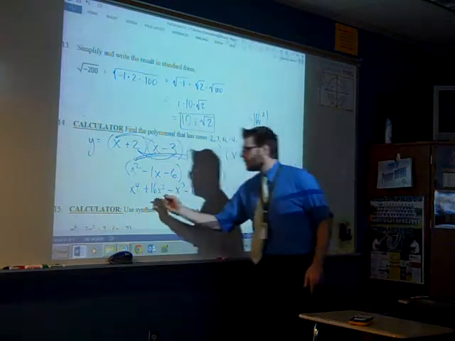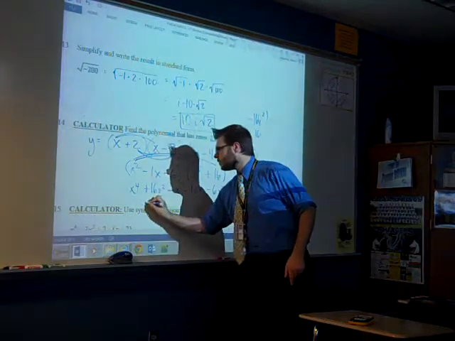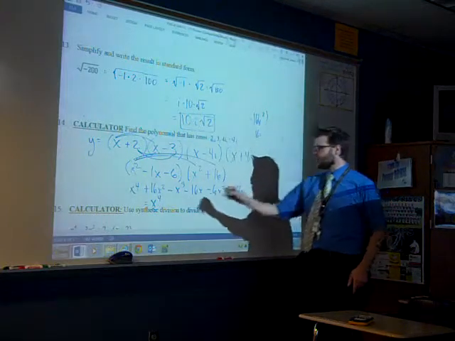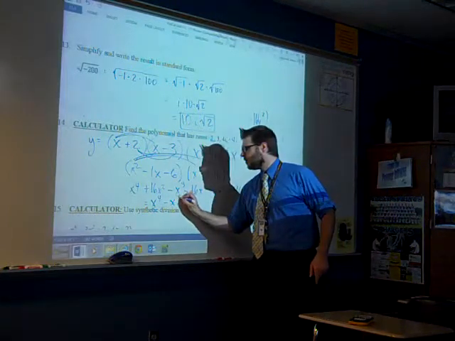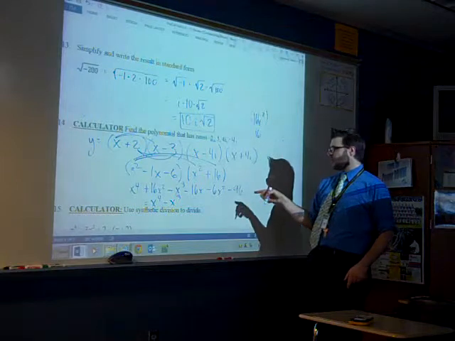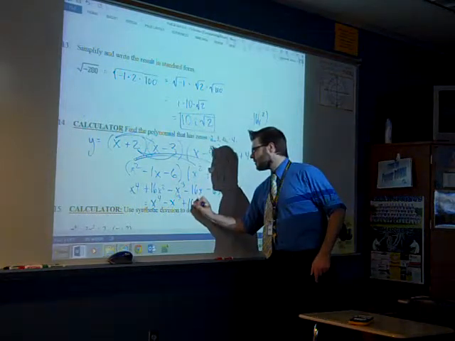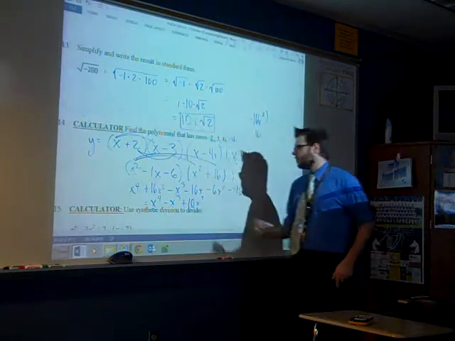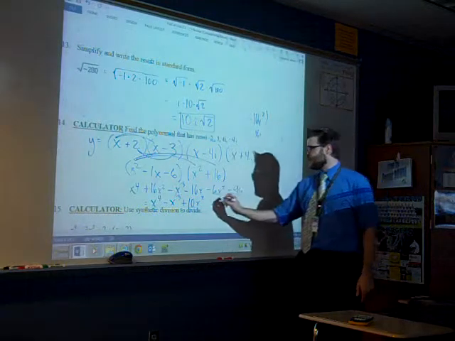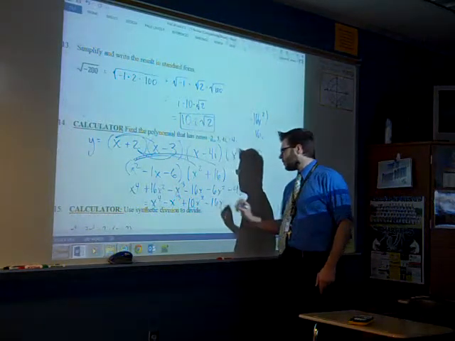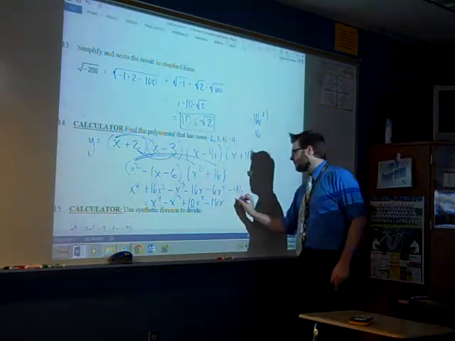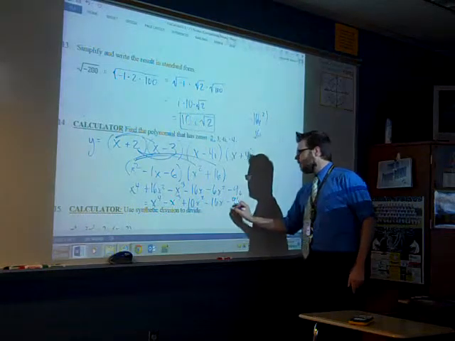x to the 4th minus x cubed. What am I doing here? Combining like terms, right? Plus 10x squared, and then minus 16x, and then minus 96. And you can box that up. That is your answer.